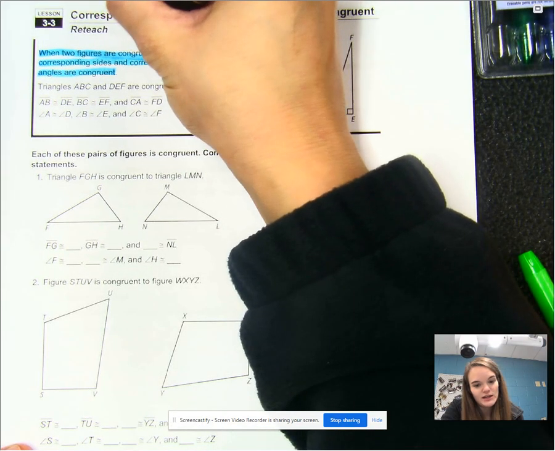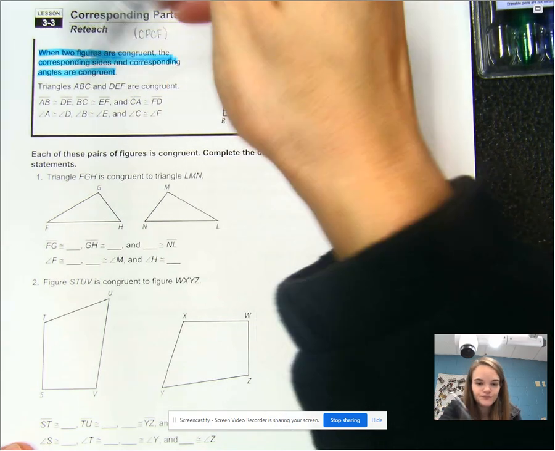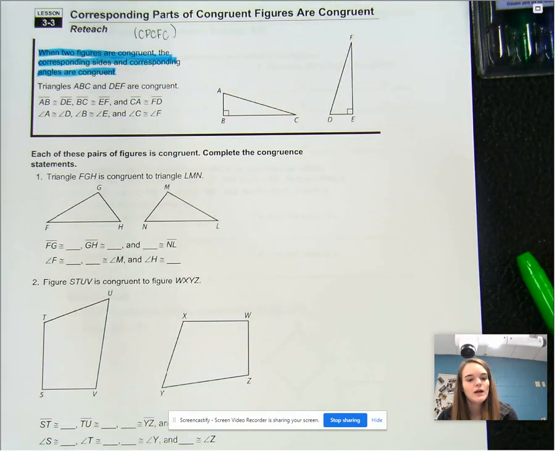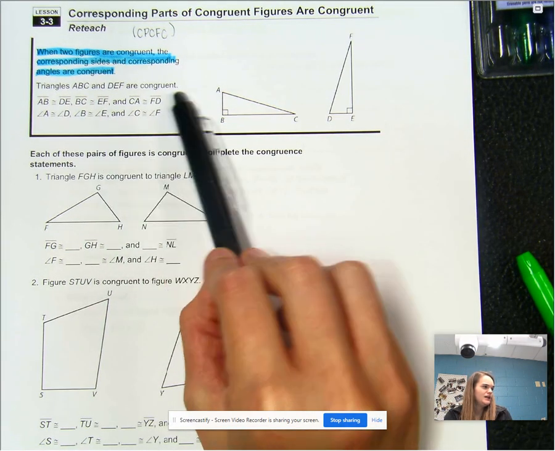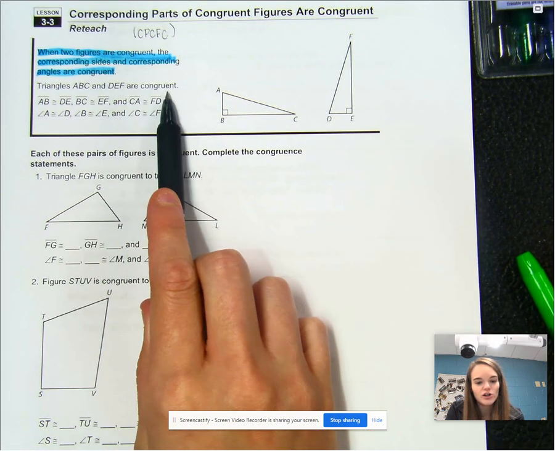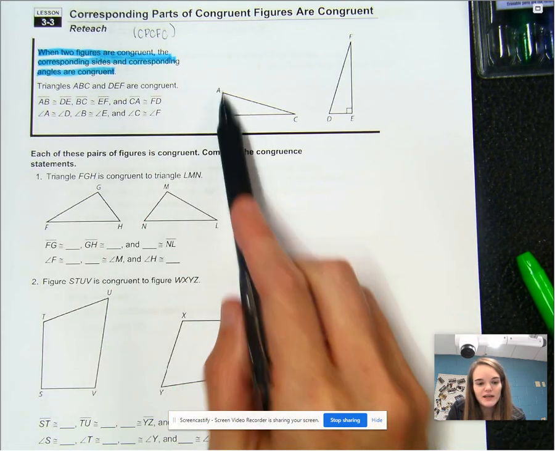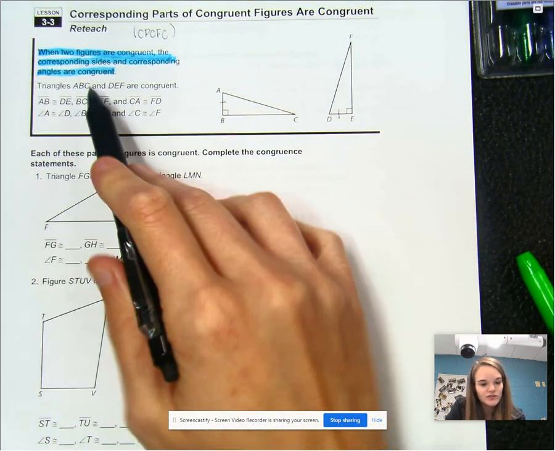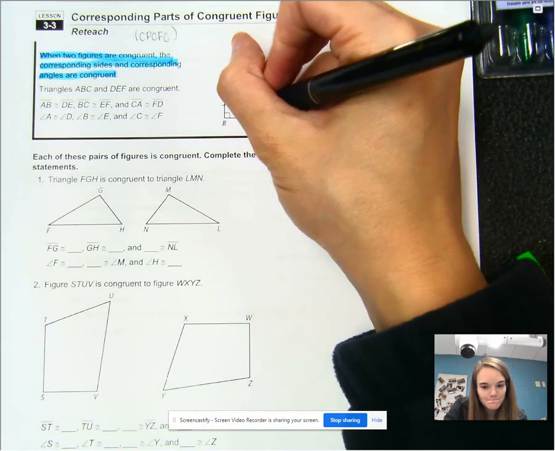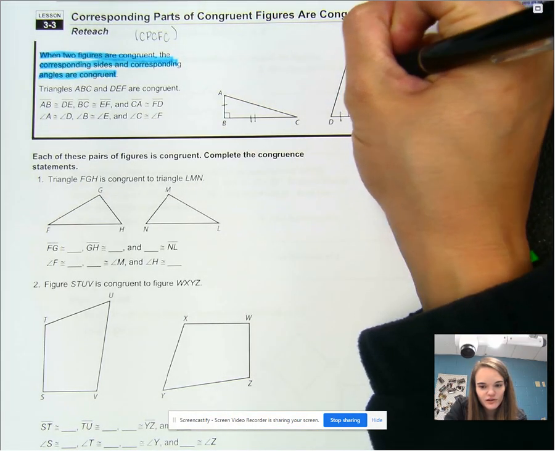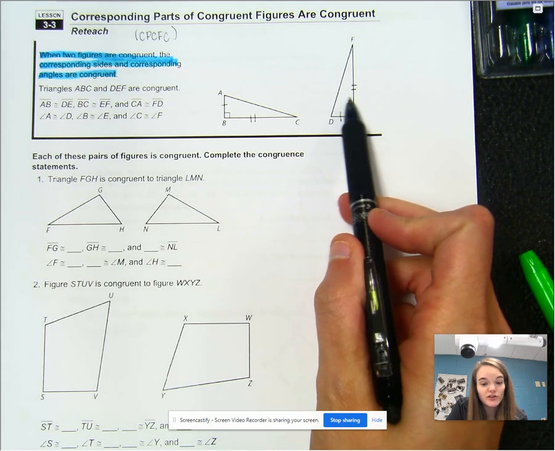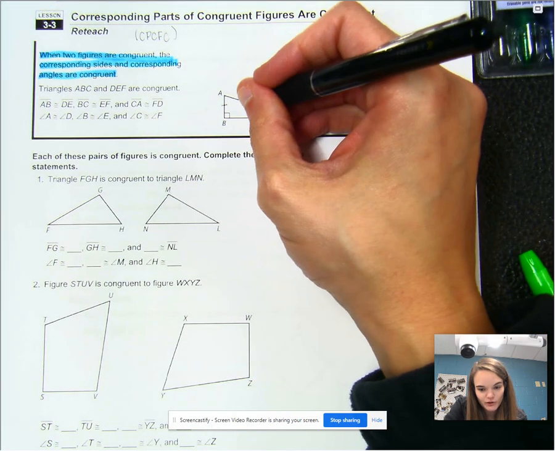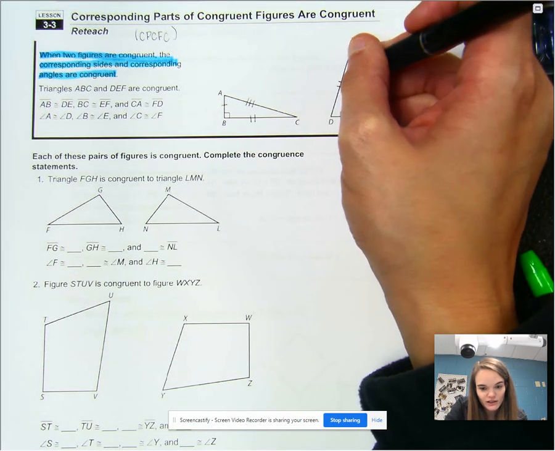That is CPCFC. Might help if I could remember to write the C. That's what it stands for. Okay, so here's an example that's already done. It says these triangles are congruent. So AB right here is congruent to DE. These little marks mean they're congruent, as does this. BC is congruent to EF, with 2 marks because they're not congruent to these, but they're congruent to each other. CA, 3 marks, is congruent to FD, 3 marks.